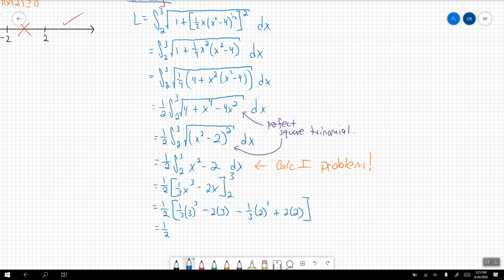We're going to simplify here, so it's going to be 1/2. And then this is just going to be 9, because that's 27 divided by 3, so it's going to be 9 minus 6. And then this is going to be 8/3, so it's going to be minus 8/3, and then plus 4. There we are. It's looking pretty good. So 9 minus 6, that's going to get us 3. And then 3 plus 4 will get us 7. And then 7 minus 8/3 should get us 13/3, which means this is just 1/2 multiplied by 13/3. In other words, this is 13/6. And there's your answer.